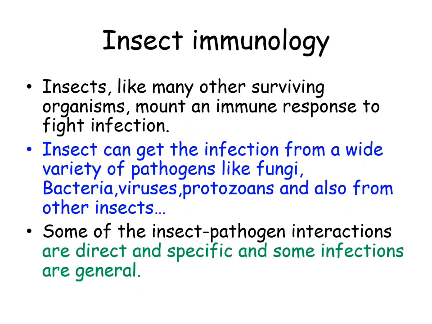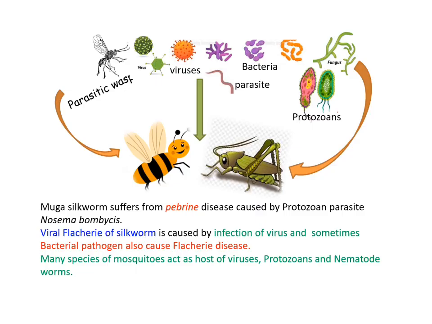Like all other surviving organisms, insects also mount an immune response to fight against infection. Insects can get infections from different kinds of pathogens like fungi, bacteria, viruses, protozoans, and also from other insects. Some of the insect-pathogen interactions are very direct and specific, but some infections are general. Here are a few examples of diseases caused by protozoans, viruses, or bacteria.